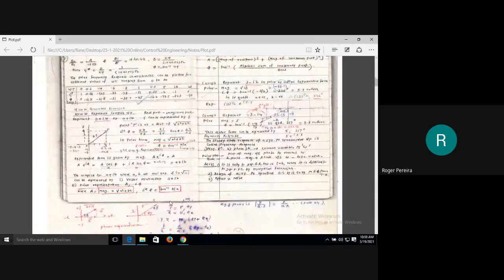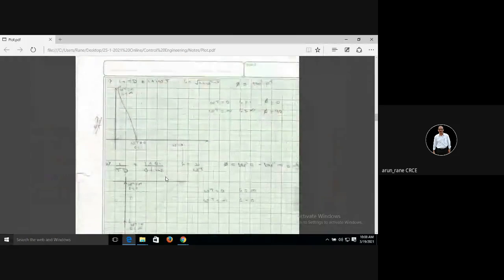Then you plot. So how will you plot? You take various values of phi, and on that you mark. So you just go through this, and then in the next lecture we will discuss the polar plots.